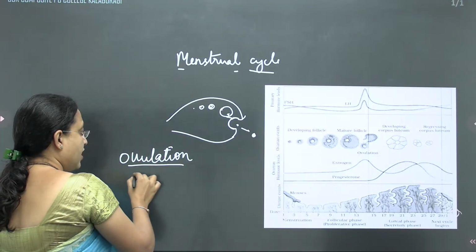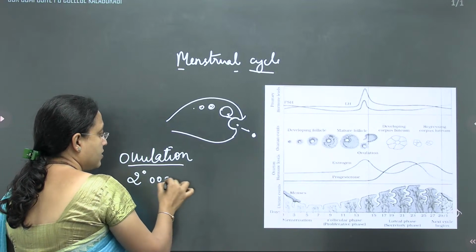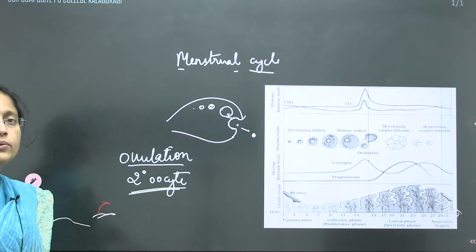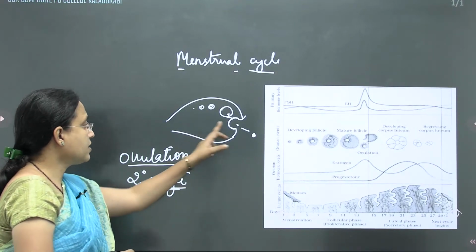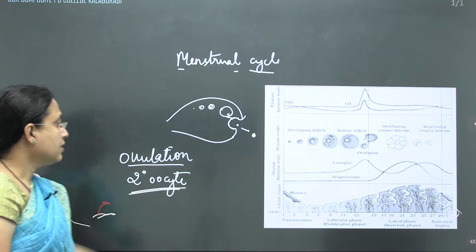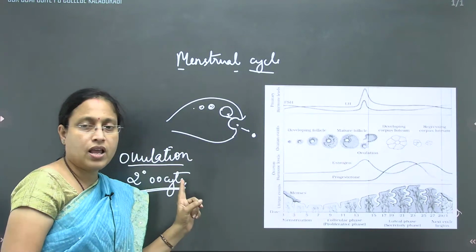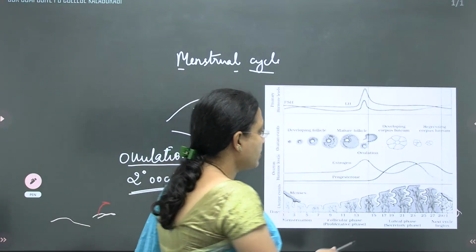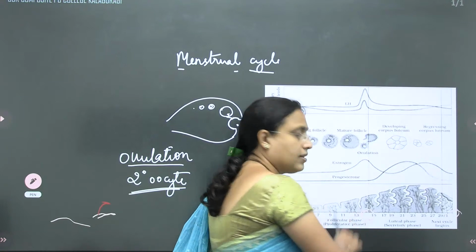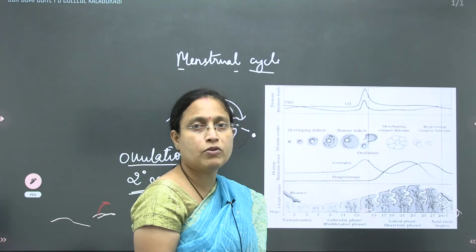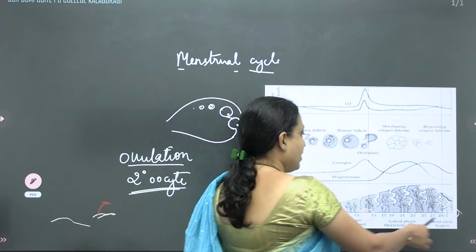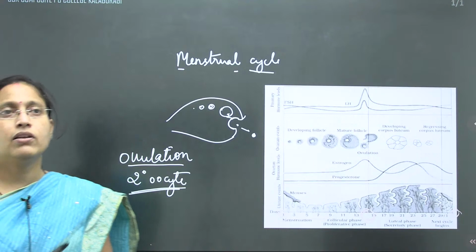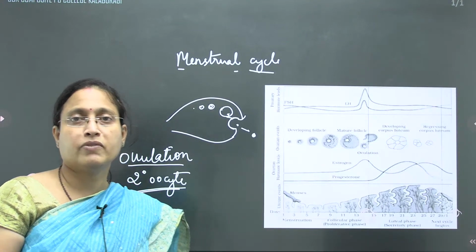The ovum is in which state? Secondary oocyte stage, immature oocyte. The secondary oocyte present in the Graafian follicle will be released. This phenomenon is called ovulation. This ovulation will occur in more or less the middle of the menstrual cycle. What is that middle? It will be the 14th day, exactly the middle of the 28 days.